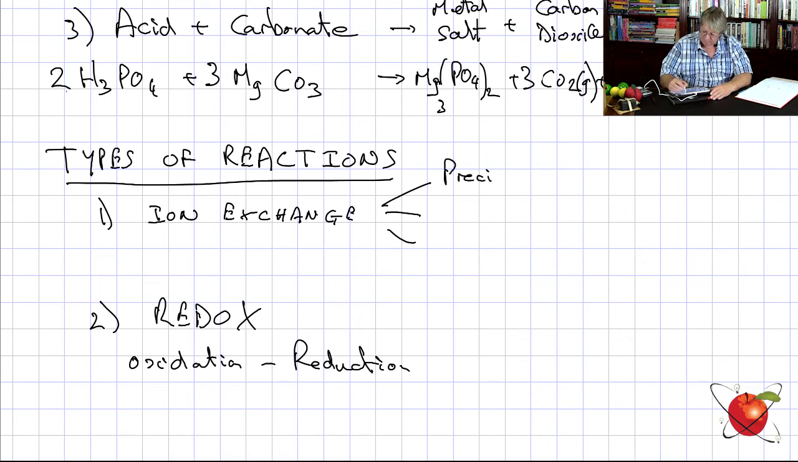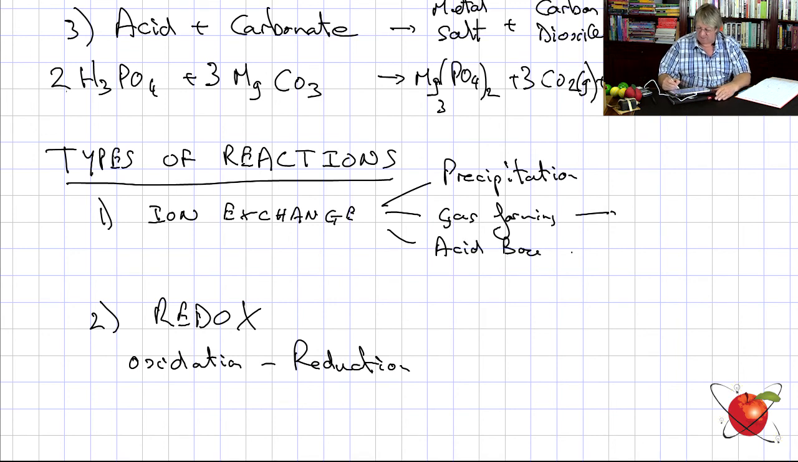Precipitation, gas forming, and finally, acid and base. Gas forming and acid and base. Acid and base was neutralization. We've done one. Gas forming is the acid and the carbonate, which is where we form either hydrogen gas or CO2 gas. Those are gas forming with an ion exchange.